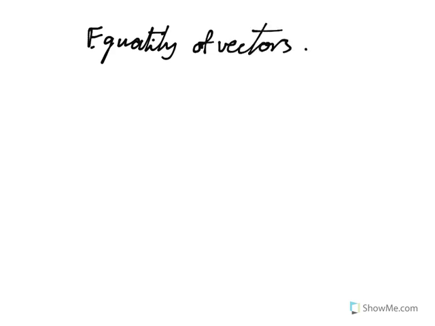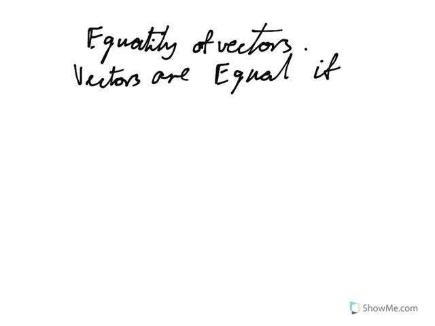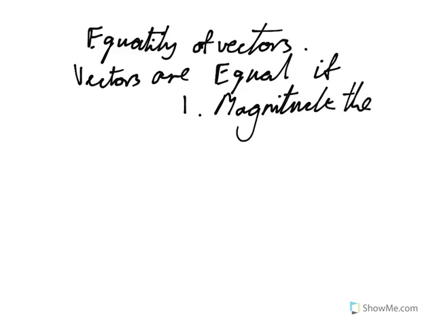Equality of vectors. Alright, vectors are equal if, one, their magnitude is the same, and two, their direction is the same.